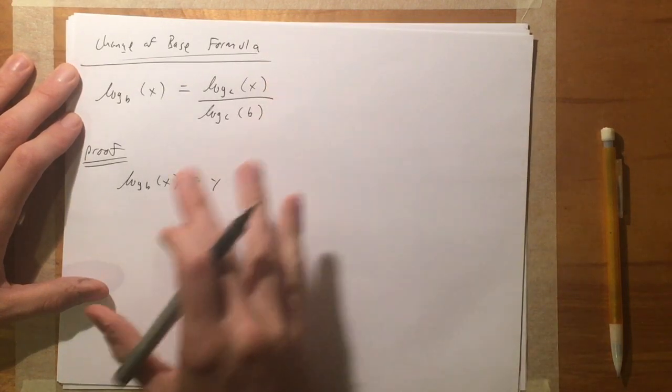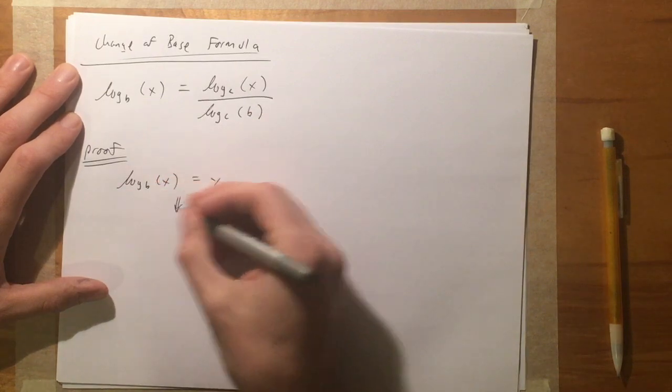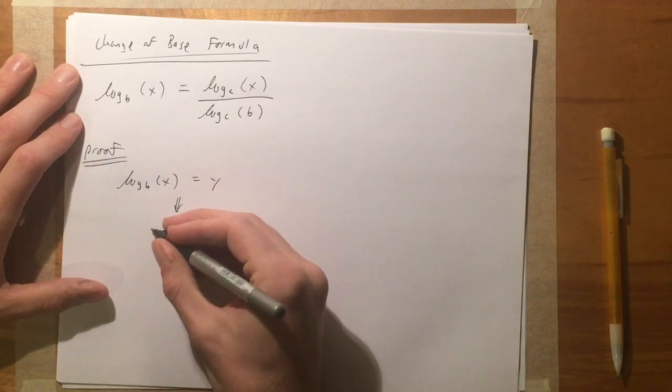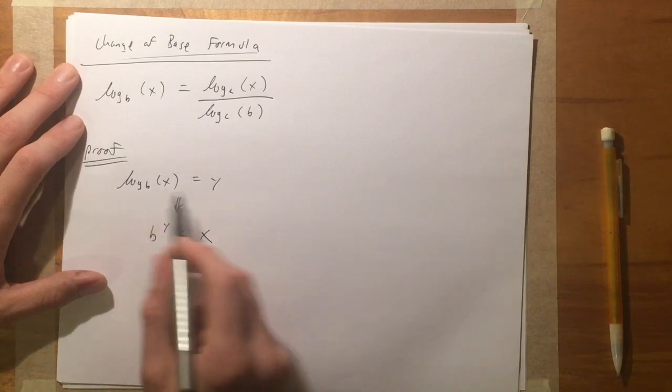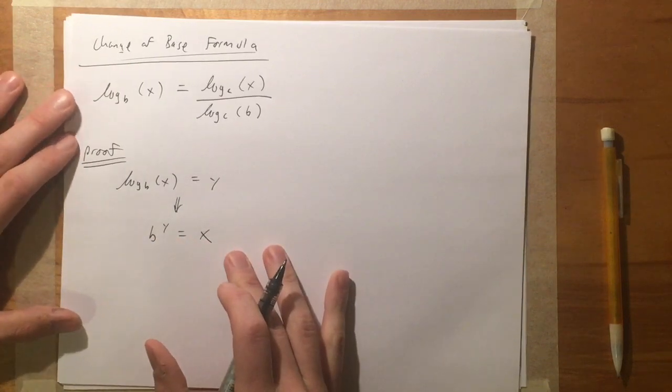The way you prove this is you start by rewriting this as an exponential. The way you do that is, b to the power of y equals x, right? You rewrite it in the exponential format by swapping the x and the y, swapping the input and the output. So now we've got it written in exponential form.